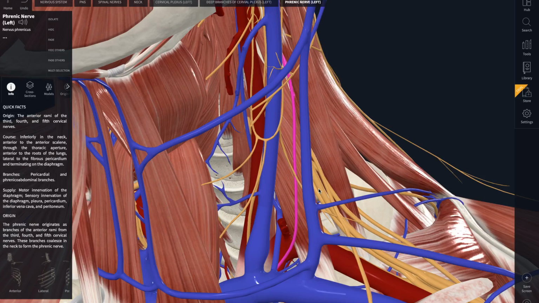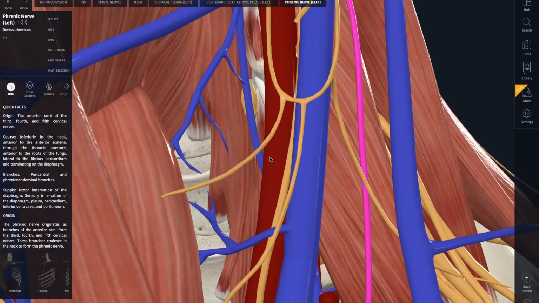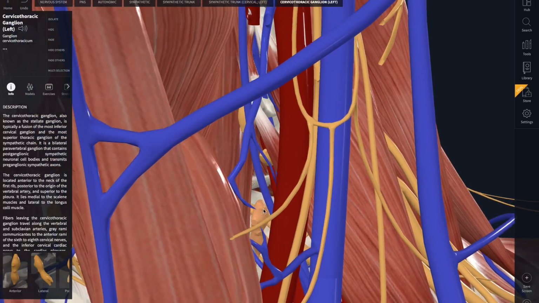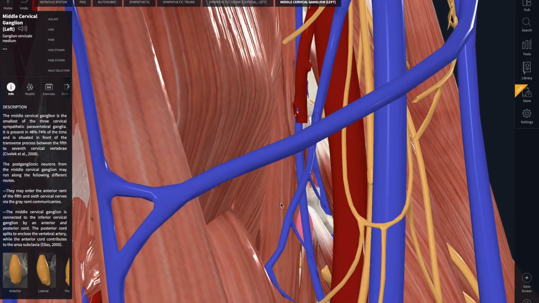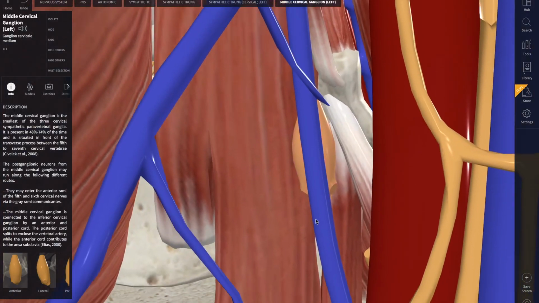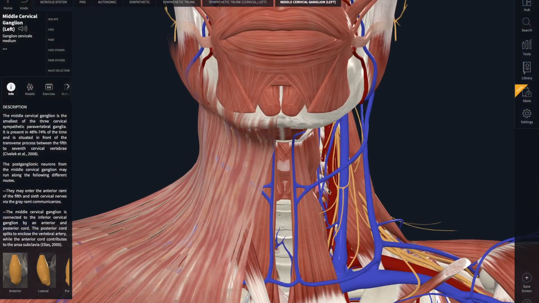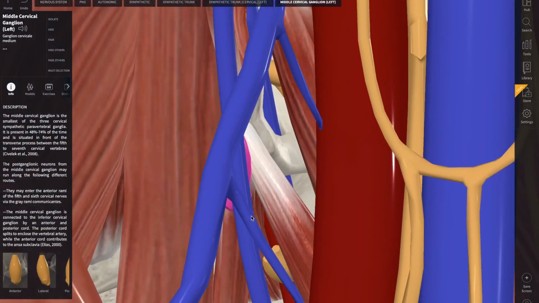The next is the vagus nerve, obviously, which I just showed. The third is the sympathetic trunks. So we have the inferior, middle, and superior cervical ganglion. I don't know if I can show it here. This is the cervicothoracic ganglion. Here it is, here we have the middle cervical ganglion. We should have the inferior and the superior cervical ganglion. So the sympathetic trunks include the superior, middle, and inferior cervical ganglion.